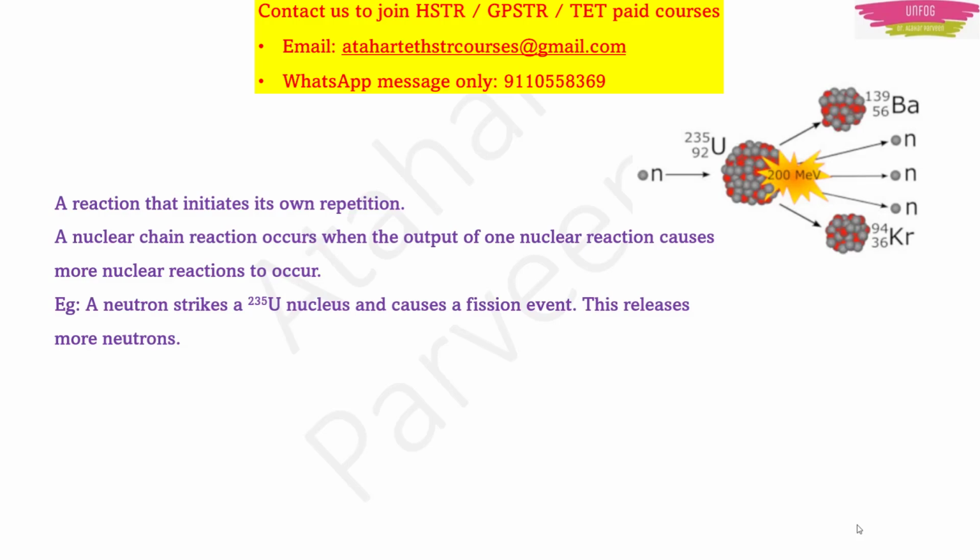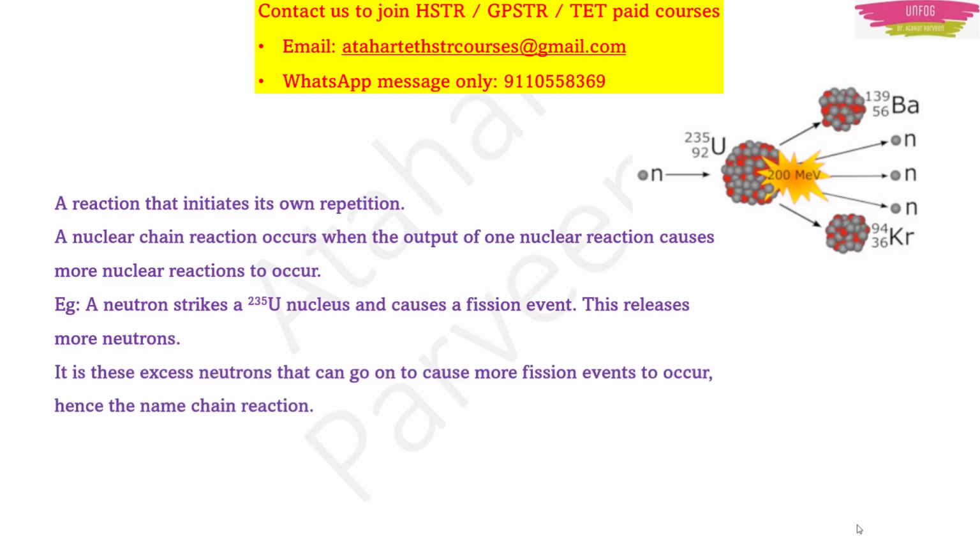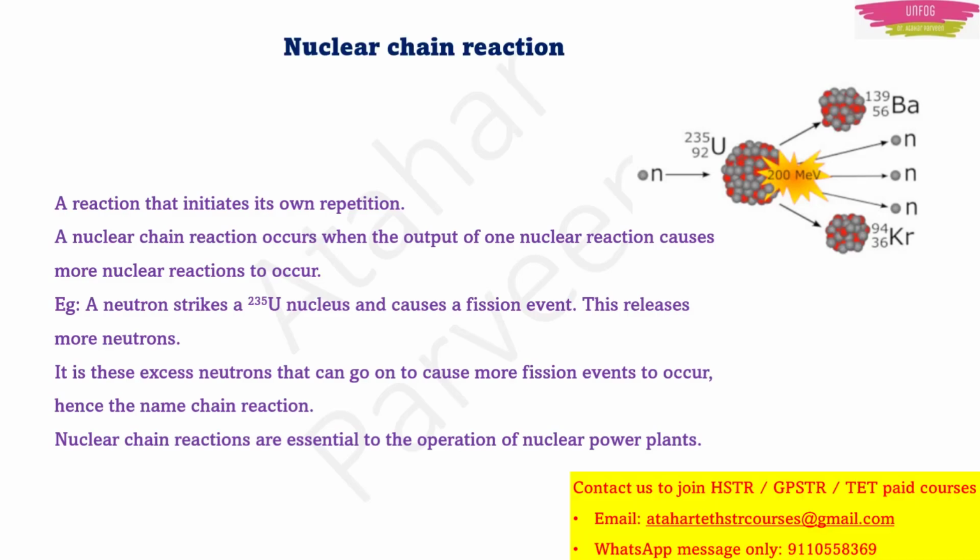We had given an example also that one neutron will strike the uranium nucleus and cause a fission event. This will release more neutrons, and these excess neutrons can go on to cause more fission events to occur. That's why we called it a chain reaction. And we also told that this nuclear chain reaction has a big advantage because it is used in a nuclear reactor.